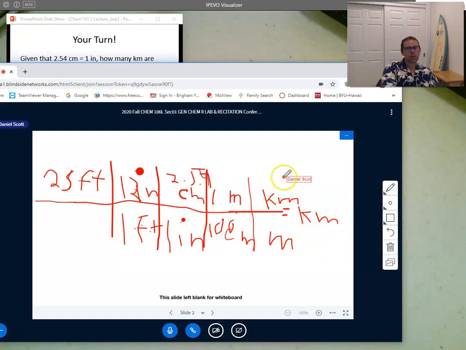Very good. Now, how about meters in kilometers? No, a kilo means 1,000. So in 1 kilometer, we have 1,000 meters. 1 kilometer, 1,000 meters. Okay, very good. Now, do you have a calculator nearby? Can you try to answer or figure out the answer?